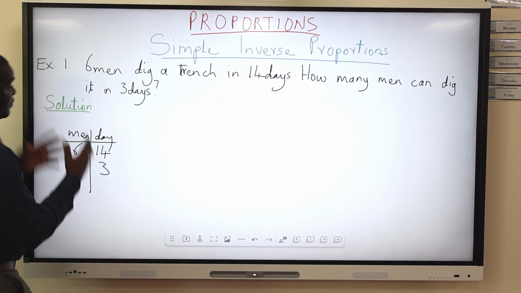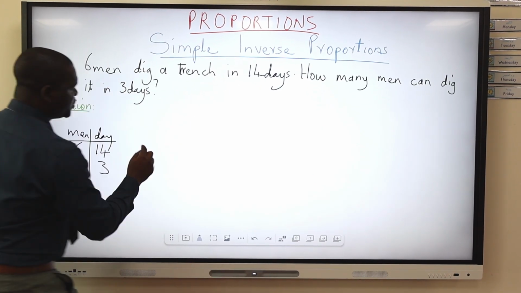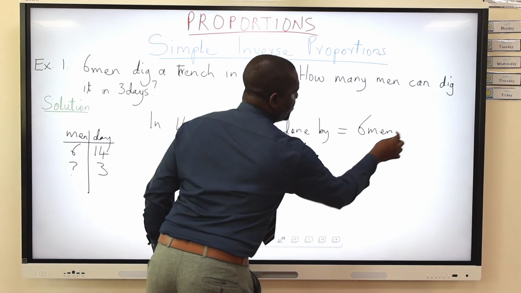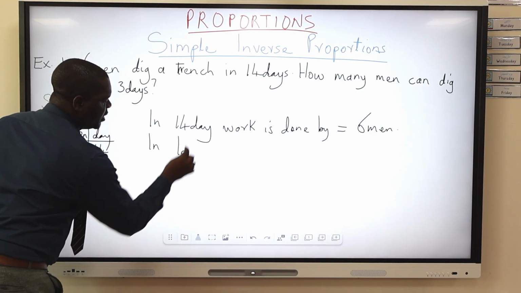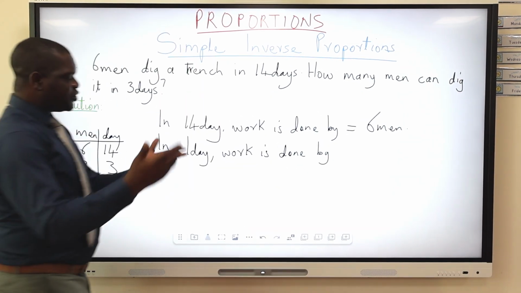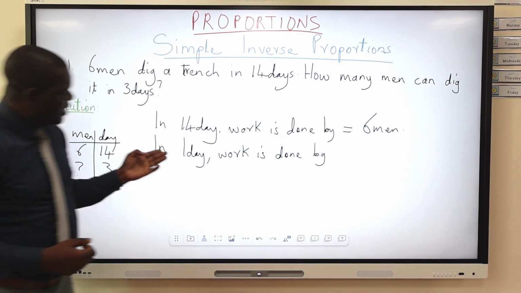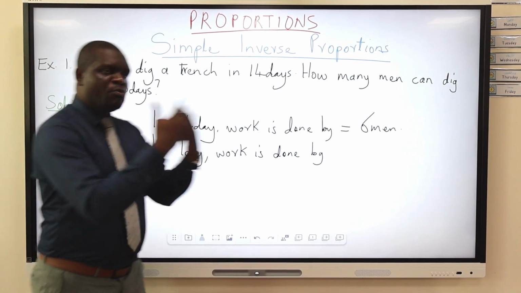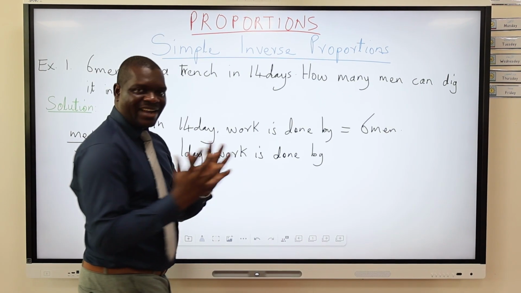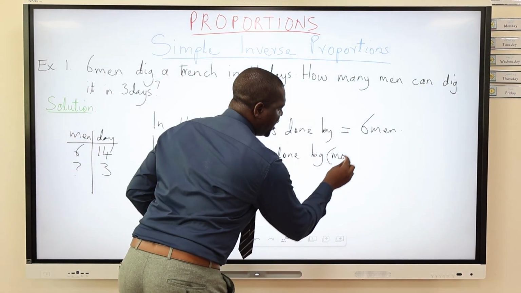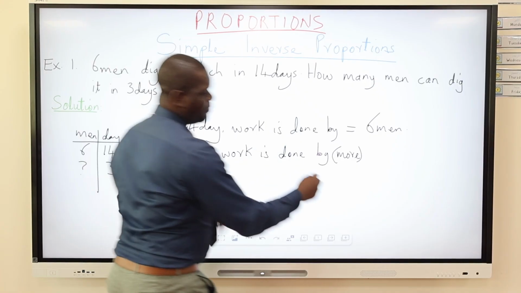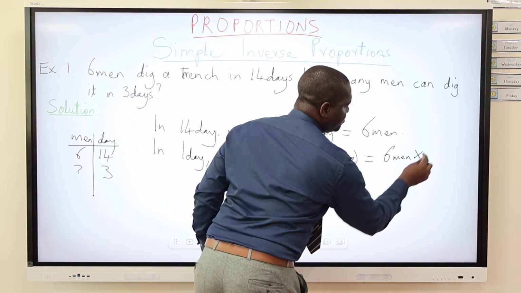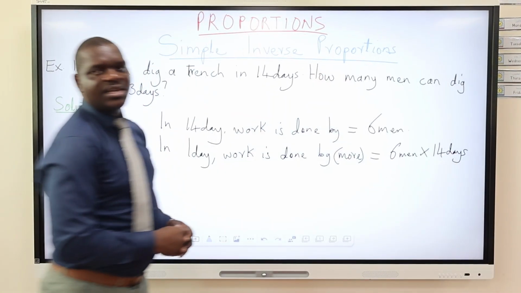So we start with the first statement from what we know. We have 14 days. So you say in 14 days, work is done by 6 men. The second statement, in 1 day, work is done by, you ask yourself, will it be more or less? If in 14 days, work is done by 6 men, and they give you only 1 day, will you need more people or less? Obviously, you will need more because there are fewer days. If it's more, as we said in our last lesson, we multiply. And you take 6 and multiply by 14. That is 6 men times 14 days. You can leave it at that level.